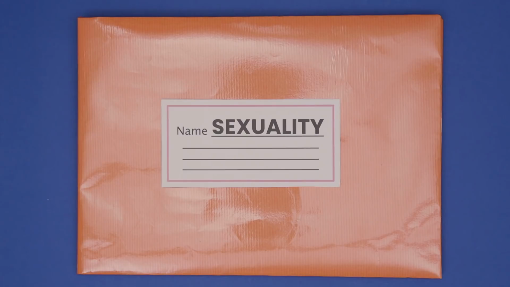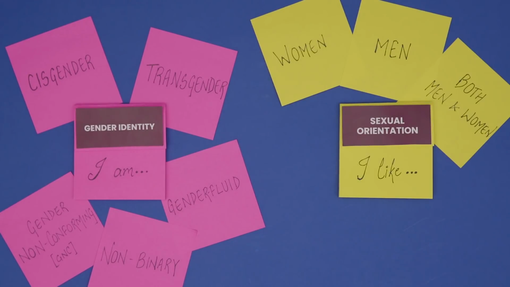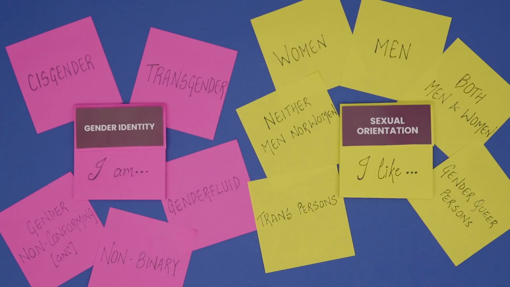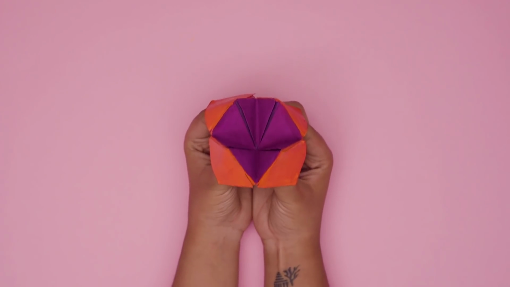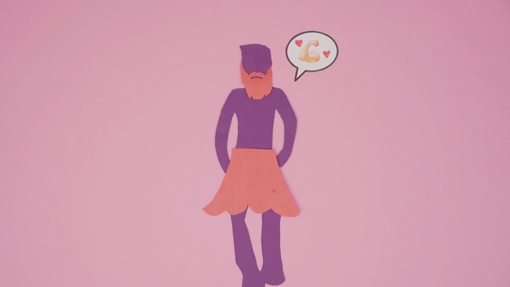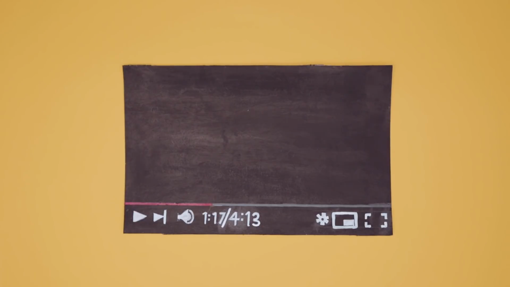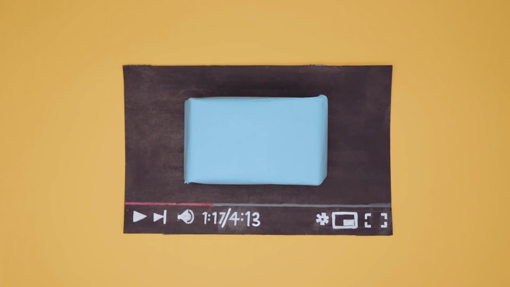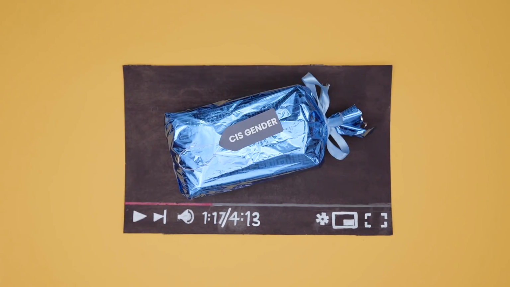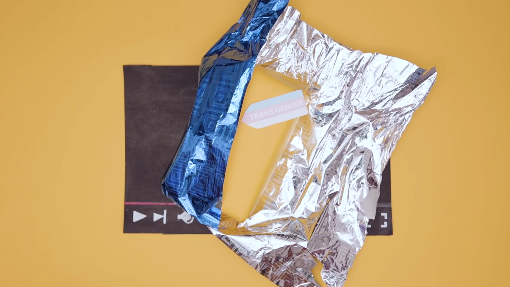Gender identity. This is very different from sexuality. Gender identity ka matlab, aap kis tarah khud ko identify karte ho. While sexual orientation ka matlab, aap kis ki taraf attraction feel karte ho. Gender identity can be different from gender expression. The external display of one's gender through a combination of clothing, grooming, and social behavior. In our first video, we explained that if you identify with the gender you were born with, you're cis. But if you don't, you might be transgender.